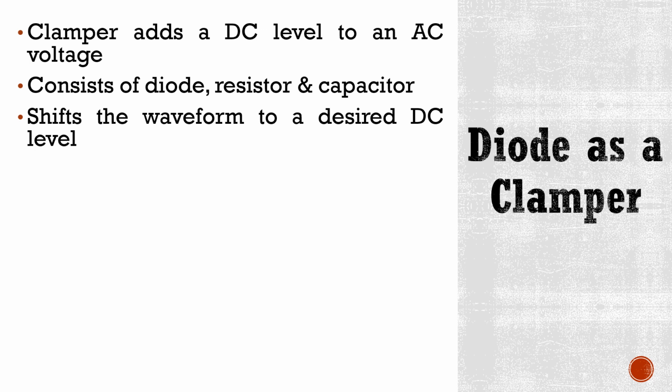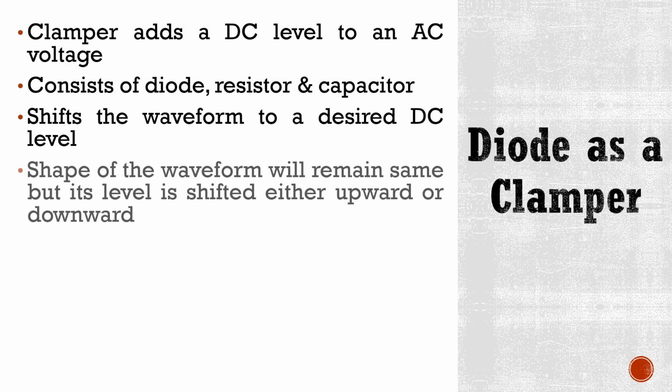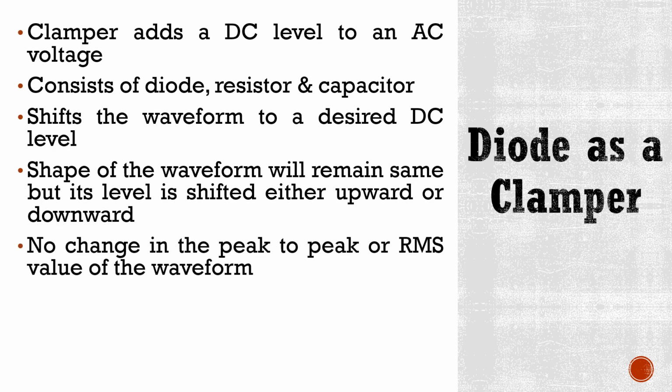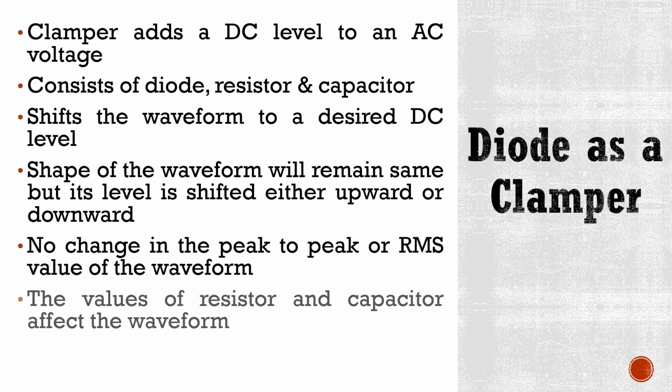The important point regarding clamping circuits is that the shape of the waveform will remain the same, but its level is shifted either upward or downward. There will be no change in the peak-to-peak or RMS value of the waveform due to the clamping circuit. It means the input waveform and the output waveform will have the same peak-to-peak values. The values of the resistor and capacitor affect the waveform in these clamping circuits.